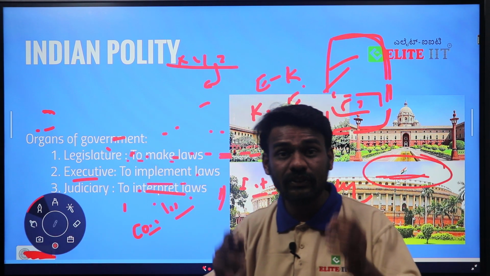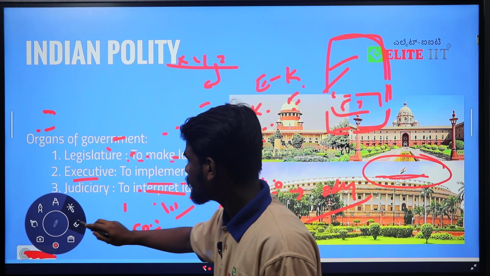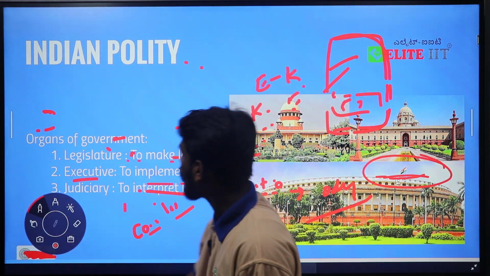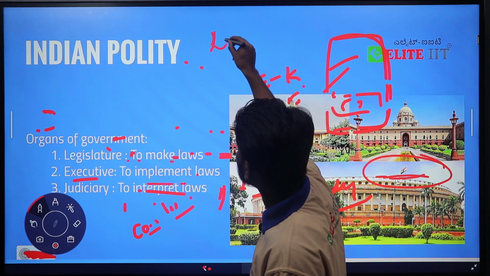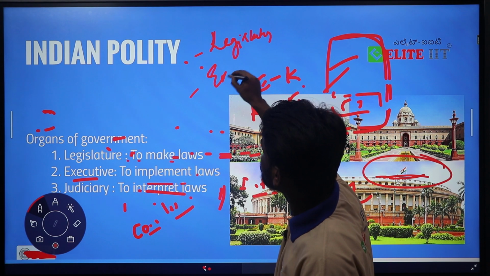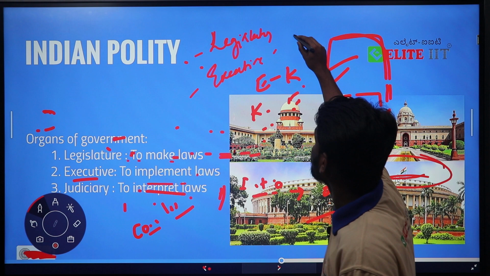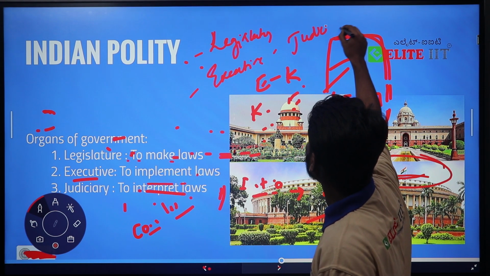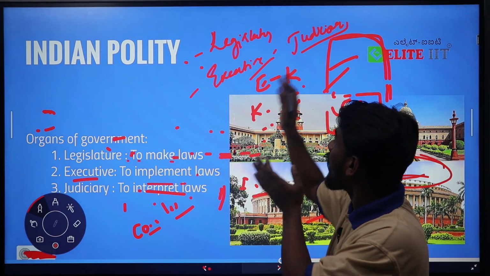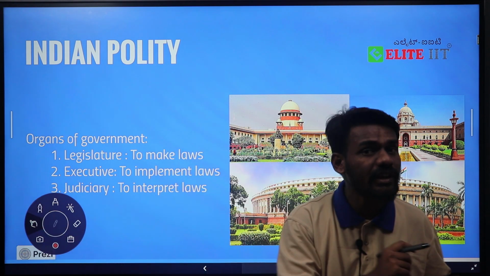our government has 3 organs, right? What are the organs of the government? The government consists of legislature and executive and one more is judiciary. So, these are the 3 organs of government, right? Legislature, executive and judiciary, these are the 3 organs of the government.